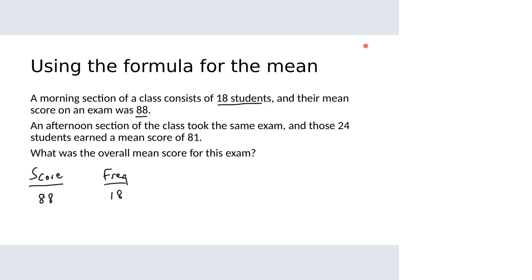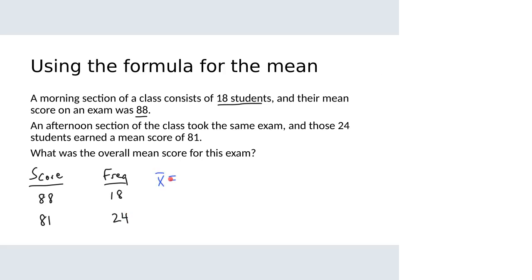So it's true that we don't know any of the scores, but if we want to know how many points came from that morning class, we can treat it as though all 18 of them scored 88, because that'll give us the same value for the sum. We do the same thing for the afternoon section then. Their mean score was 81, and there were 24 students in there. And now we're back to doing something we're really comfortable with. That's finding the mean from a frequency table.